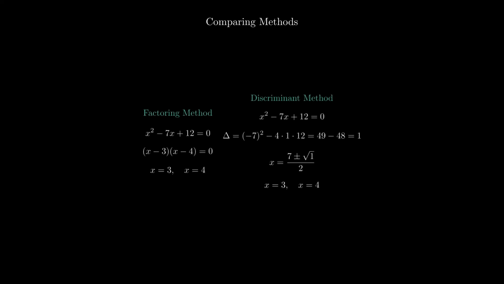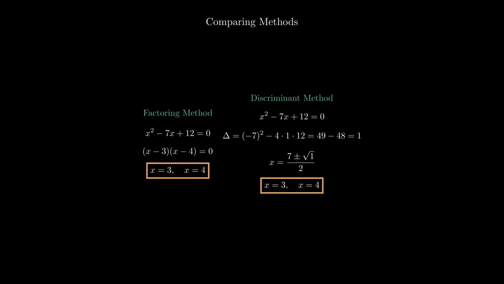In this segment, we will verify that the two different approaches to solving the quadratic equation yield the same result. On the left, we have the factoring method. The equation x² - 7x + 12 = 0 factors into (x - 3)(x - 4) = 0, yielding x = 3 and x = 4. On the right, the discriminant method computes delta = (-7)² - 4 × 1 × 12 = 49 - 48 = 1, and by substituting into the quadratic formula, we also obtain x = 3 and x = 4.